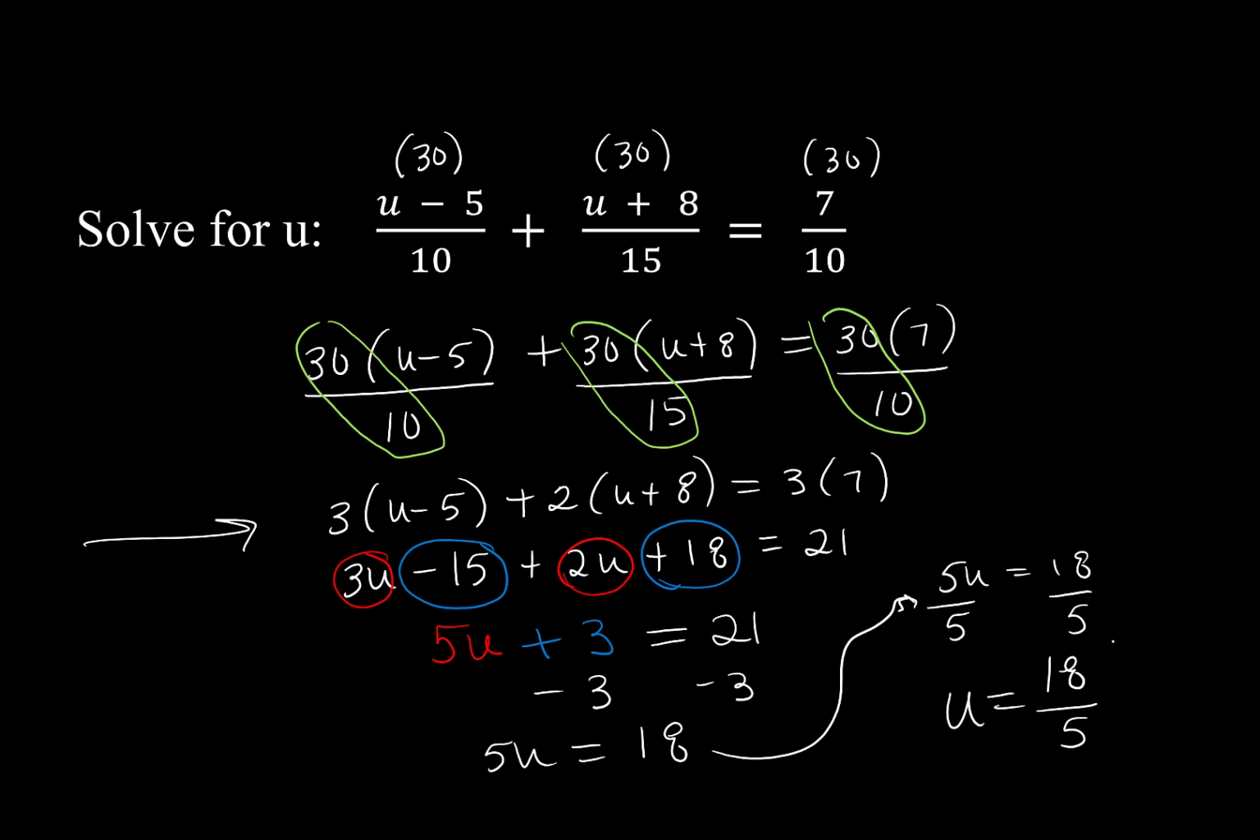When you get to an answer like this, I want you to leave it as an improper fraction. That is okay. If the improper fraction could be simplified, like if you could divide both numerator and denominator by 2, I'd want you to simplify it. But in this case, 18 and 5, just leave it as that fraction.